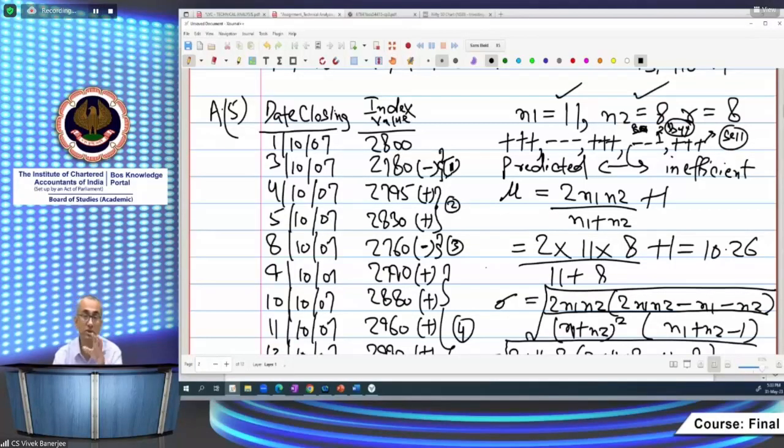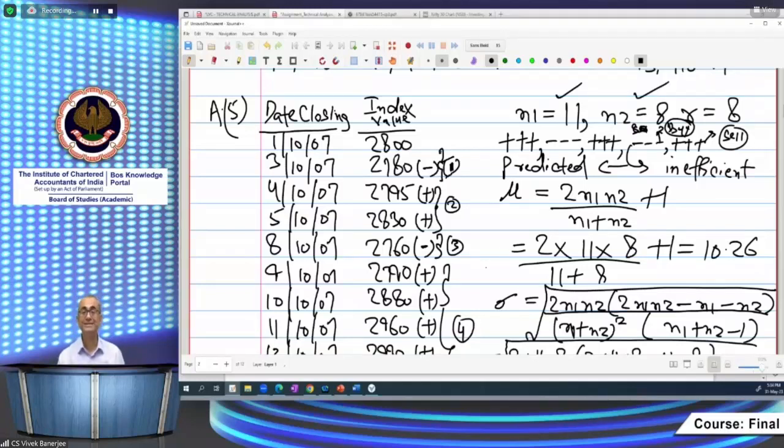And what is the number of runs? How will you calculate the number of runs? Number of runs means when the index actually changes direction. See, on 1st October the index is 2,800, and on 3rd October the index is 2,780. It is declining, so it has changed direction. So we give number of run 1. Again on 4th, the Sensex is increasing, so that is a second run, plus sign. Then again on 8th, it is decreasing, so we give it a third run. This way, the number of runs in the month of January, which consists of 31 days, is 8, meaning 8 times the Sensex is changing direction.